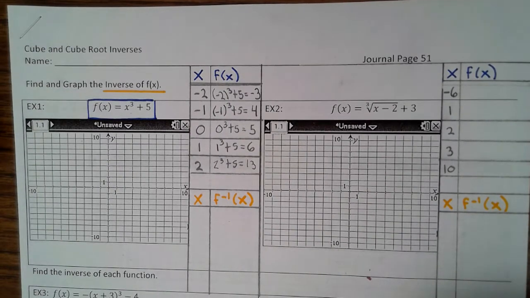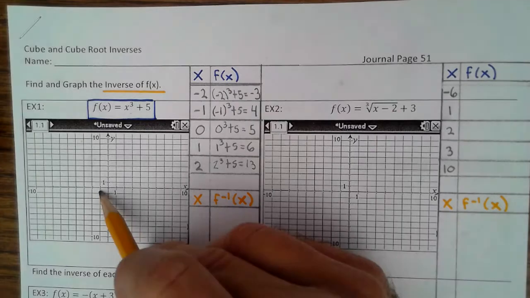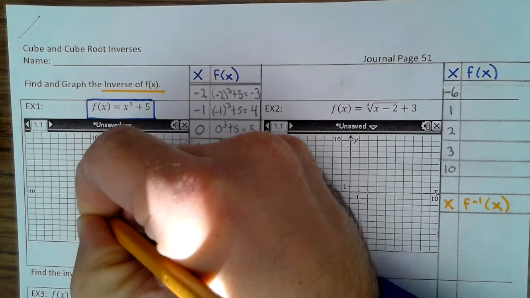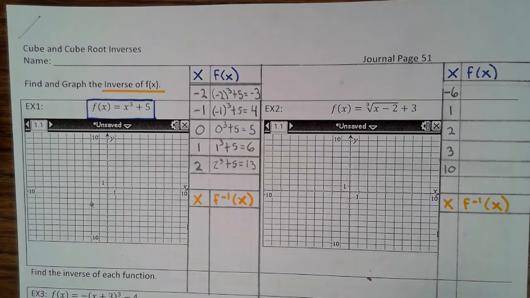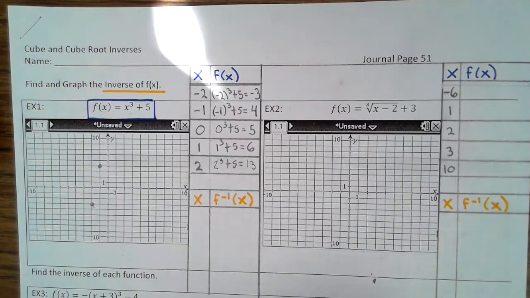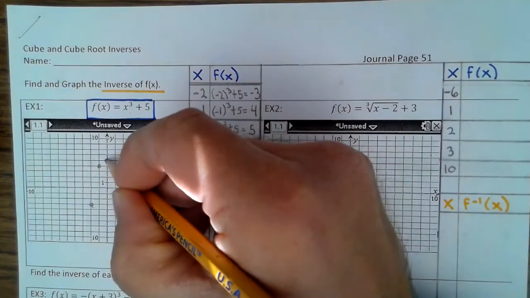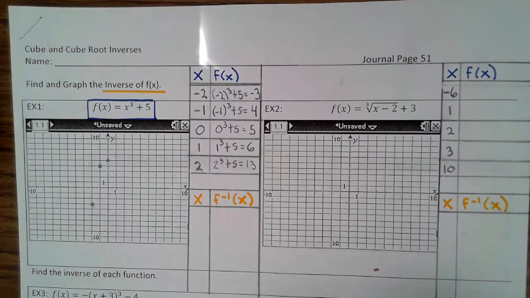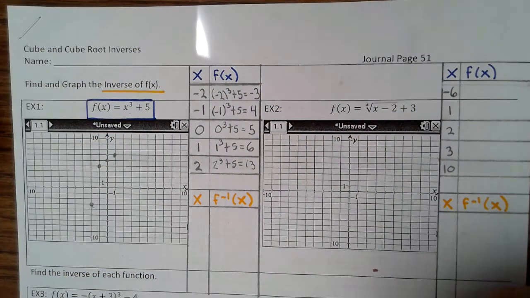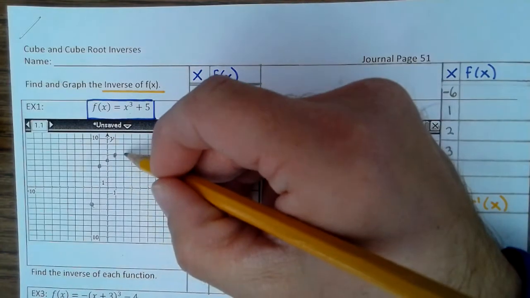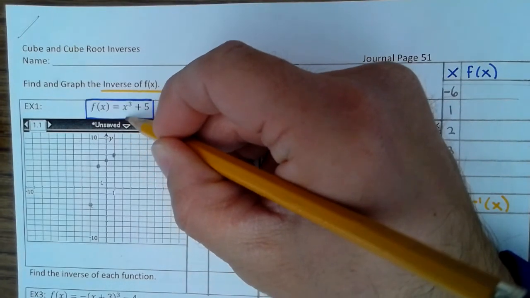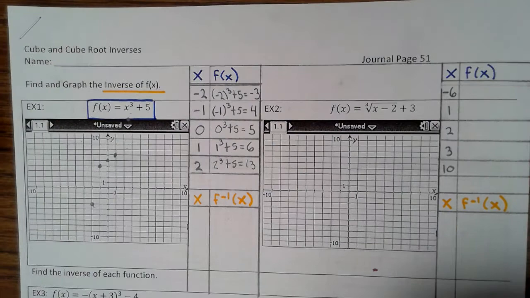Okay, now let's graph our points. Okay, -2, -3. Okay, -1, 4. 0, 5. 1, 6. And then 2, 13. It's a little below where it is, but that's close enough for our graph, okay?